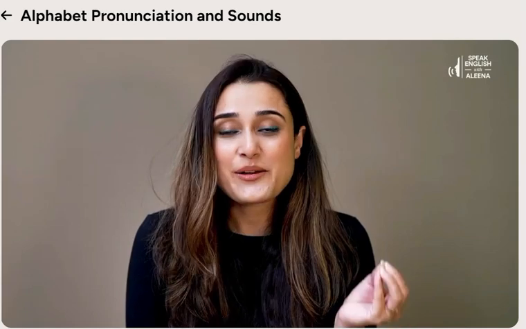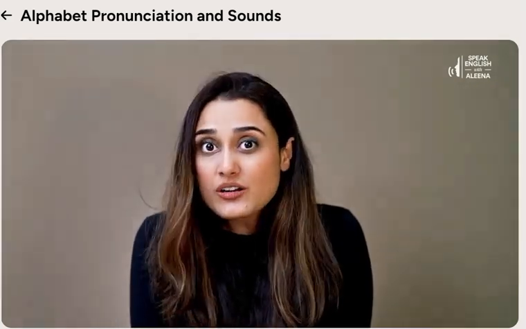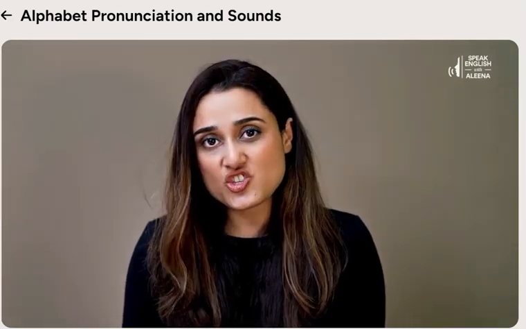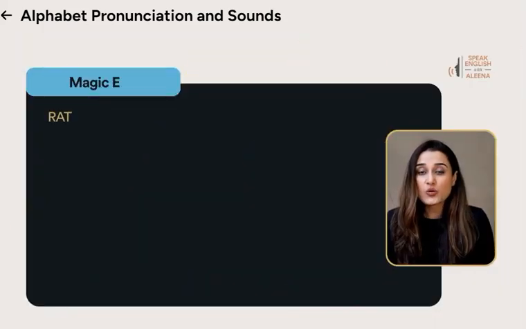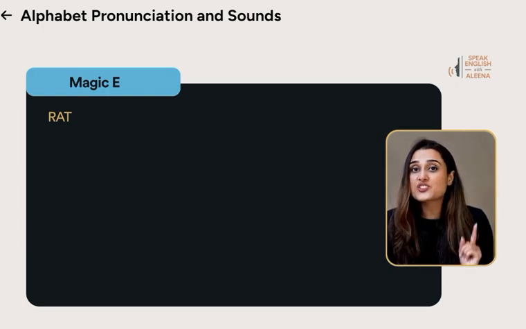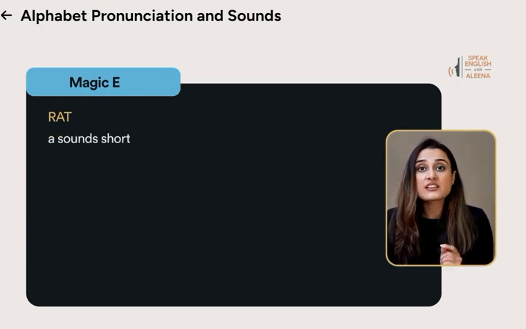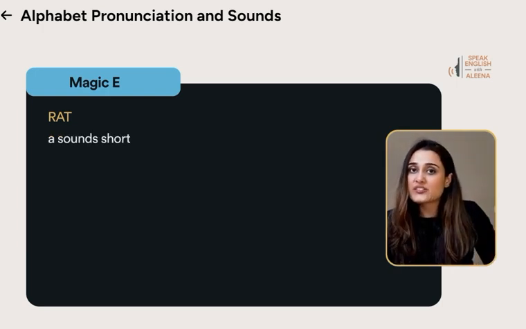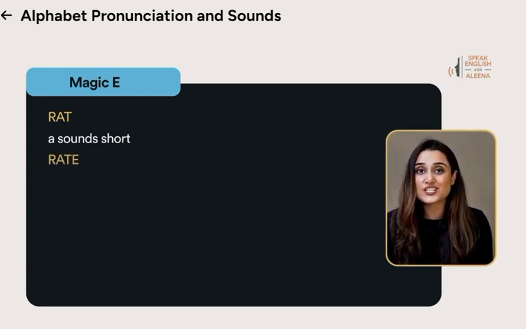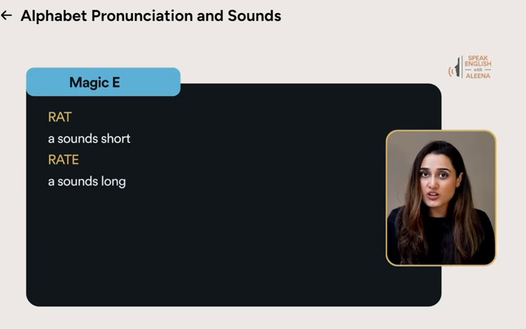Then there is a small concept of magic E. Magic E is also referred to as silent E or bossy E. The concept of magic E is used to change a vowel sound from short to long. Consider this word, rat. Now in rat, the sound of letter A is soft, ra, a. If you place a letter E after T, it becomes rate. So the sound is changed from short to long.